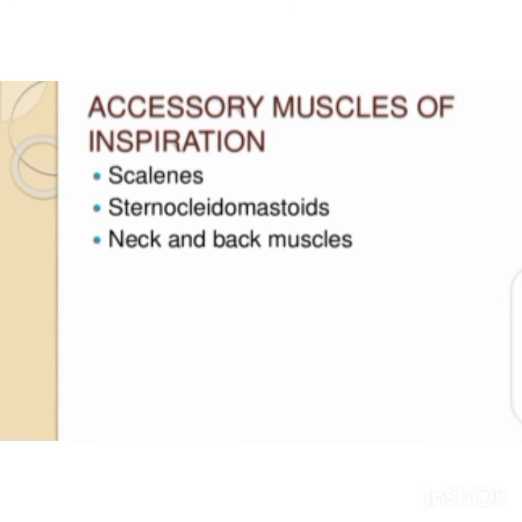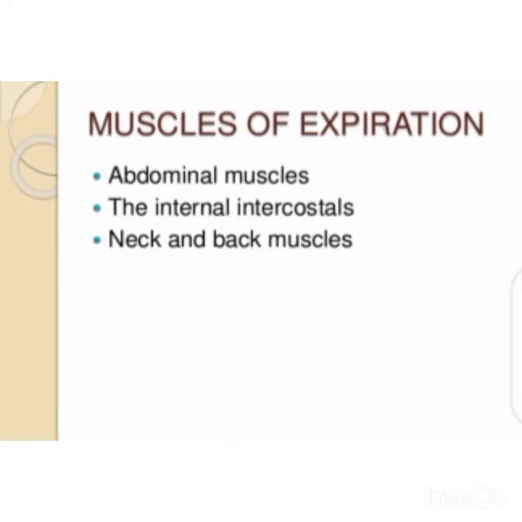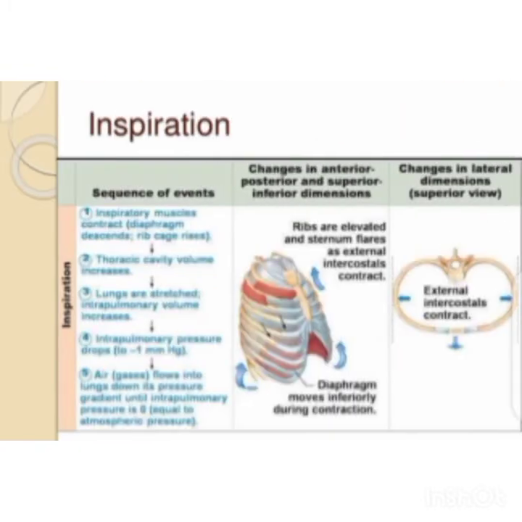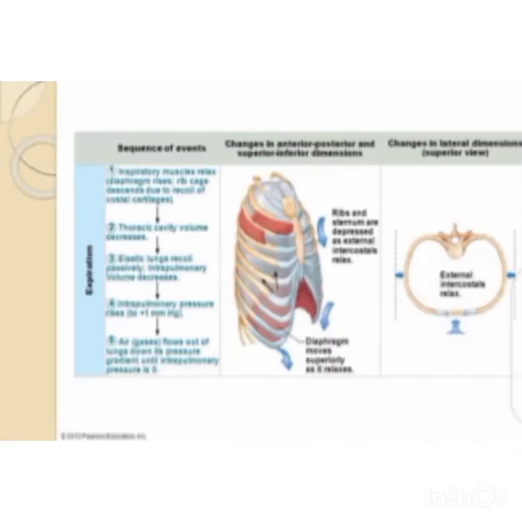Accessory muscles of inspiration: I have the scalenes, the sternocleidomastoid muscle, neck and back muscles. Muscles of expiration: I have abdominal muscles, the internal intercostal muscles, the neck and back muscles. I have inspiration here. We can go through it in detail, and expiration.